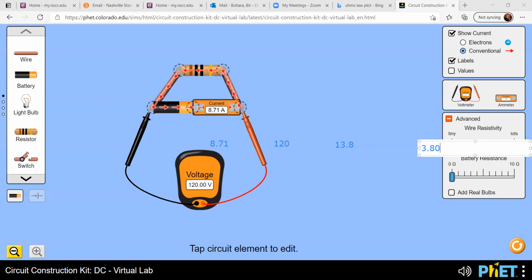Where does this extra resistance come from? It came from these wires, because I select the resistance of wires lots, right? So that's why, in general, if I put this wire resistivity as tiny, then there should not be this much resistivity. It should be the same as the resistivity of this resistor. But I select lots. That's why I'm getting extra, right? So this is one.